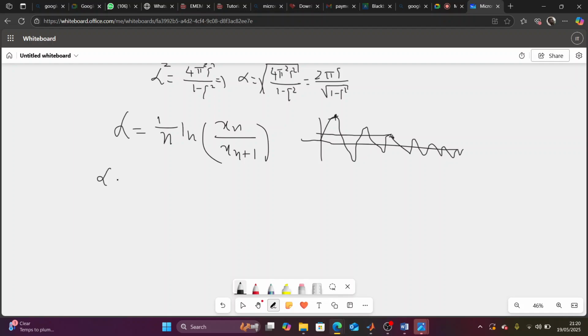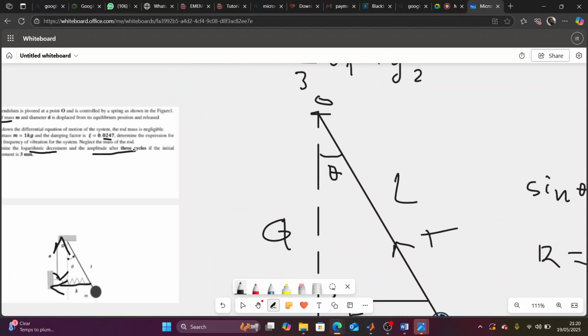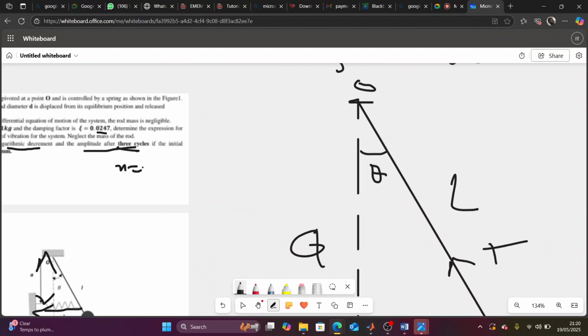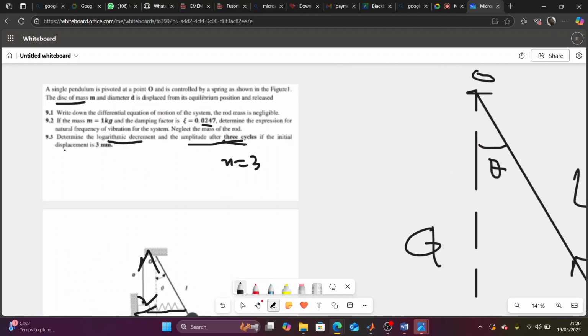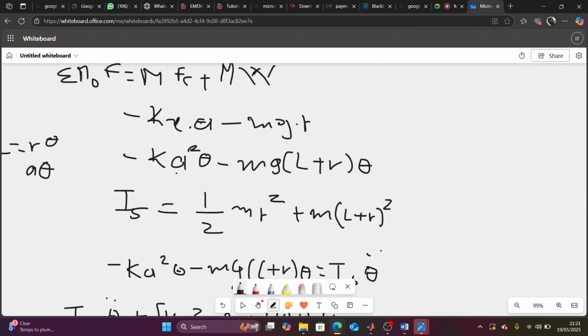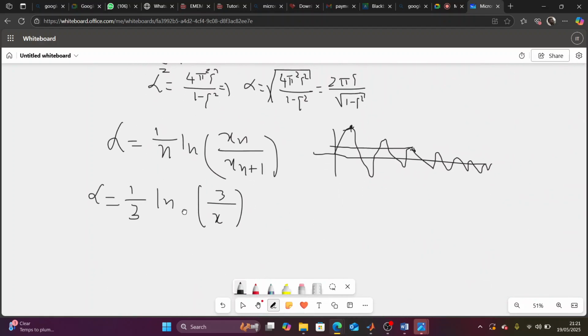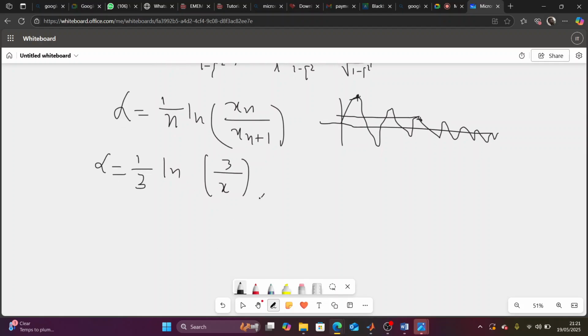You have the logarithm decrement equal to 1 over 3, the ln of 3 over x. I want to write xn plus n, but let me keep it x. And let me recall again, why am I writing like that? The n is coming from 3 cycles. The initial displacement is coming here, x, which is 3. That's the reason why you see 3, 3, 3 here. I was just recalling for you to see. Are we together? Now, Andile, what they want us to solve is this x here.